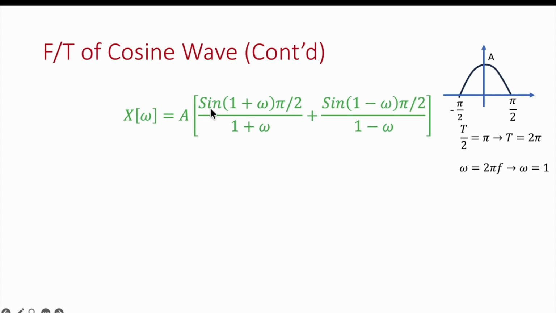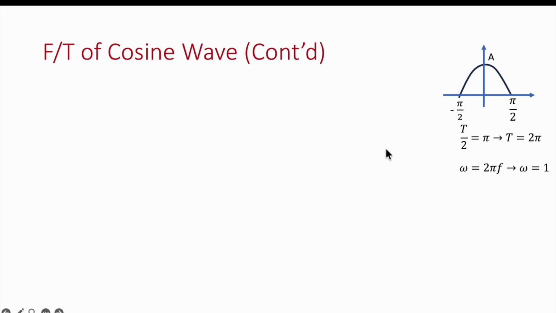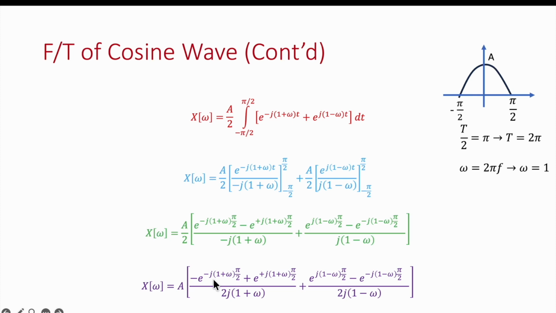Then you can further simplify this into sin (1 plus omega) pi by 2 and sin (1 minus omega) pi by 2 using the Euler identity, because we know that sin theta is equal to e raised to the power j theta minus e raised to the power minus j theta, divided by 2j. So this portion here will be equal to sin theta, and similarly this portion here will also be equal to sin theta.